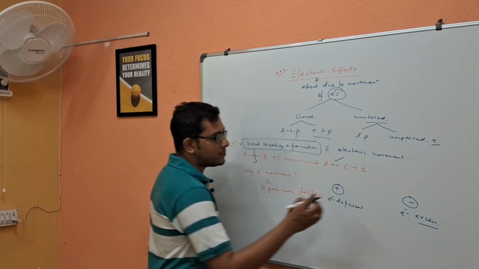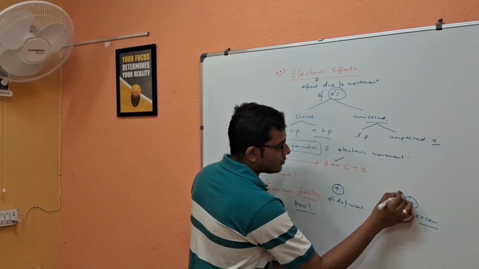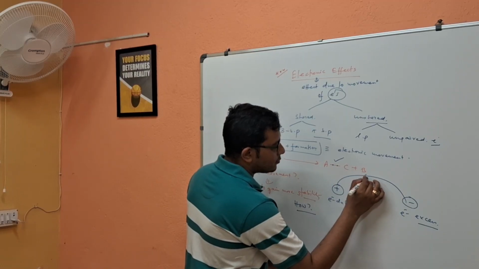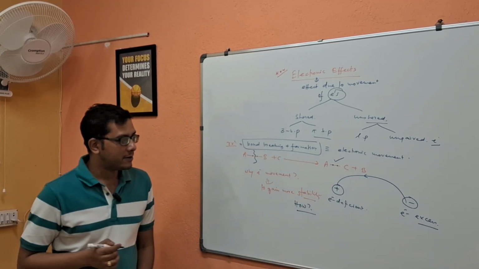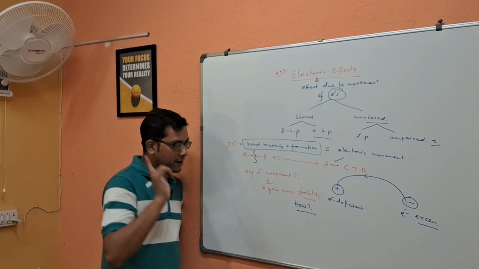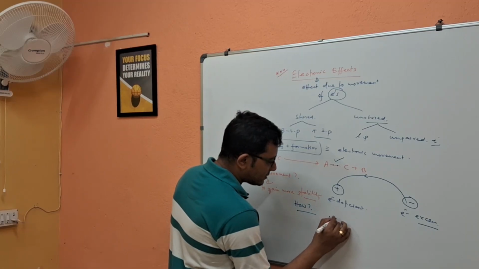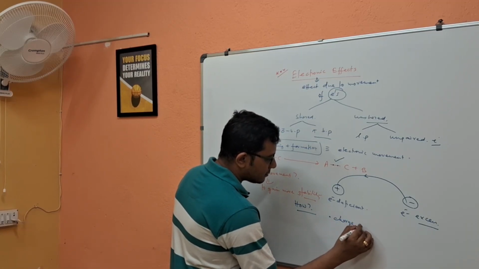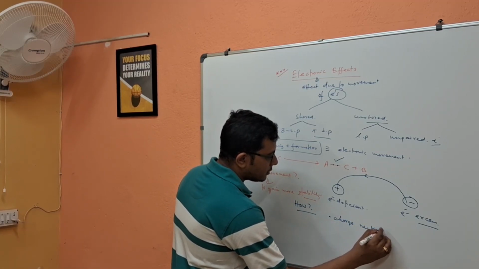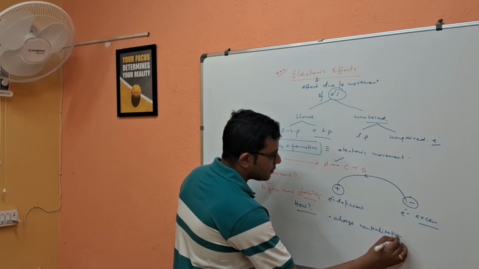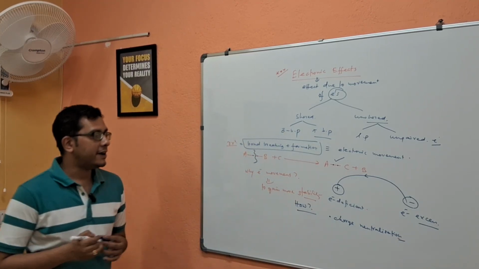And how is that possible? If the electrons from the excess side can move to the deficit side, then both of them can get neutral. So one reason of electronic movement is charge neutralization, right?